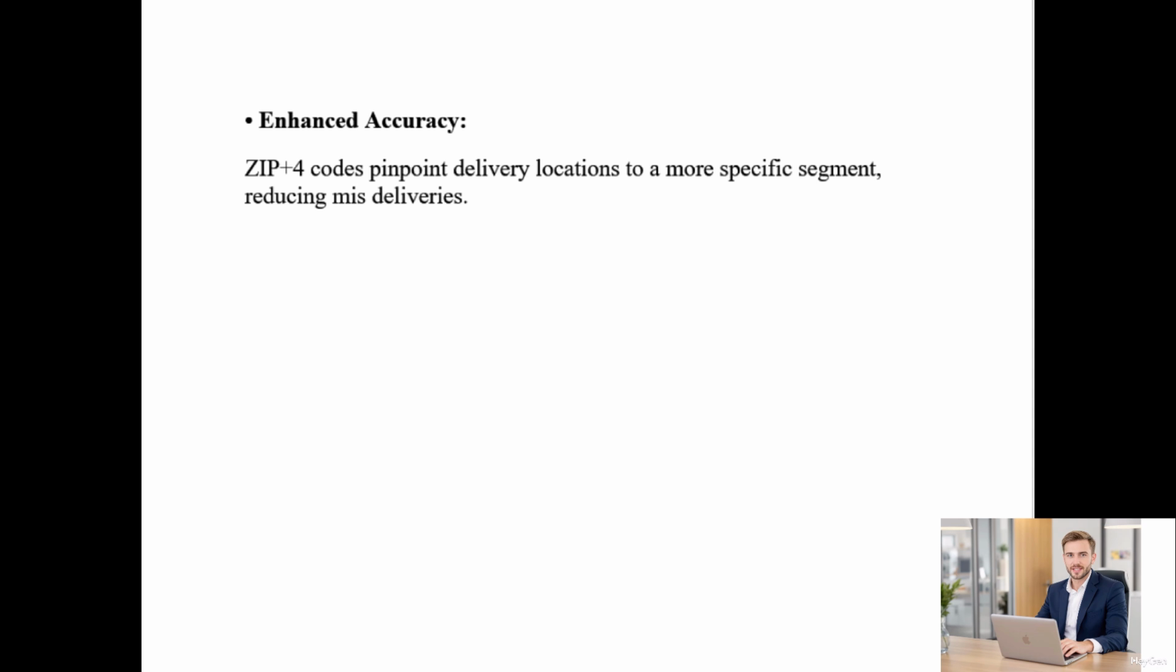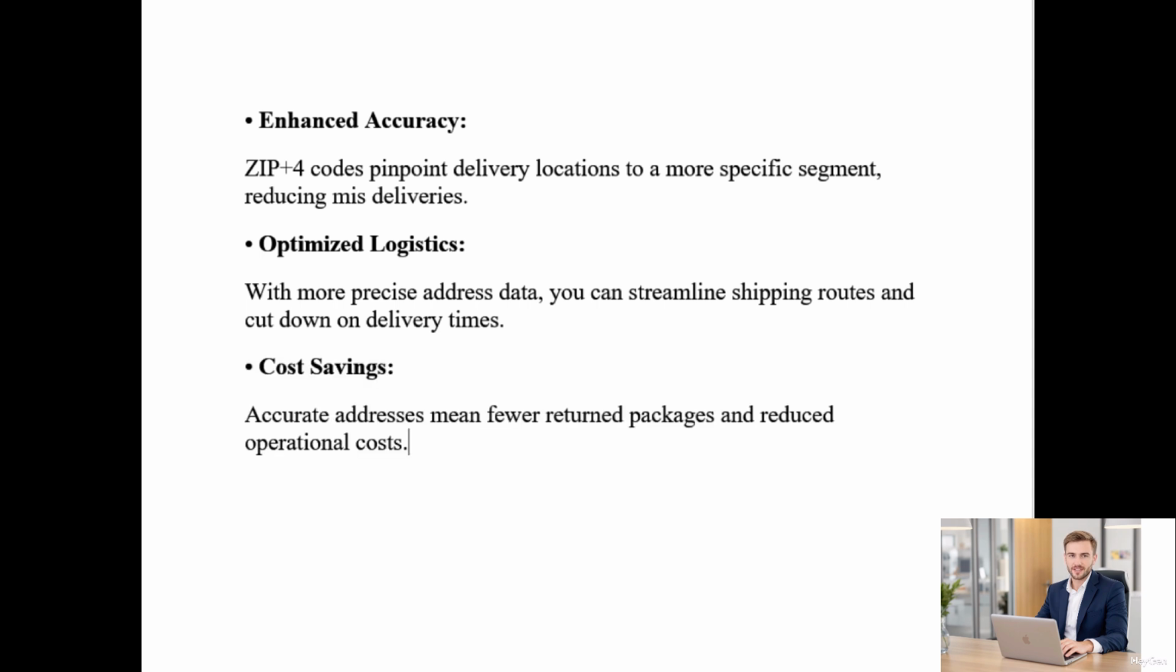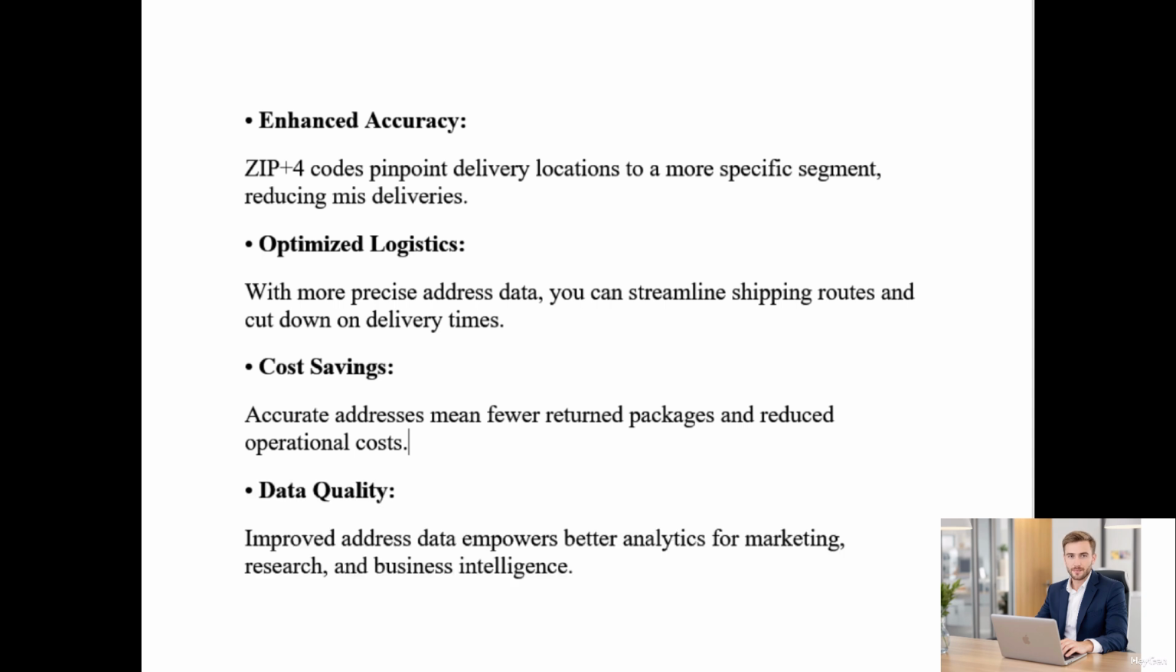Enhanced accuracy. Zip+4 codes pinpoint delivery locations to a more specific segment, reducing misdeliveries. Optimized logistics. With more precise address data, you can streamline shipping routes and cut down on delivery times. Cost savings. Accurate addresses mean fewer returned packages and reduced operational costs. Data quality. Improved address data empowers better analytics for marketing, research, and business intelligence.